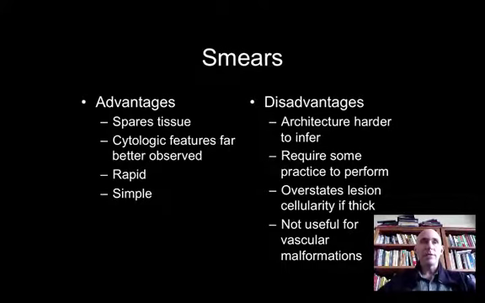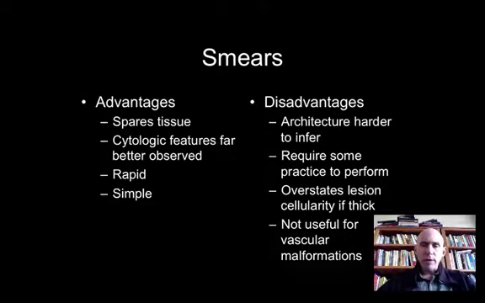The disadvantage is that you really can't sample the architecture. It's hard to infer from smears distinctions like infiltration versus circumscription. Those are very, very difficult and best answered by radiologists, not by pathologists, when you're talking about cytologic preparations. Smears do, unfortunately, require a little bit of practice, and we'll show you some examples of good smears, so you'll have that in your mind's eye for what you're looking for in terms of adequacy in smear preparations.